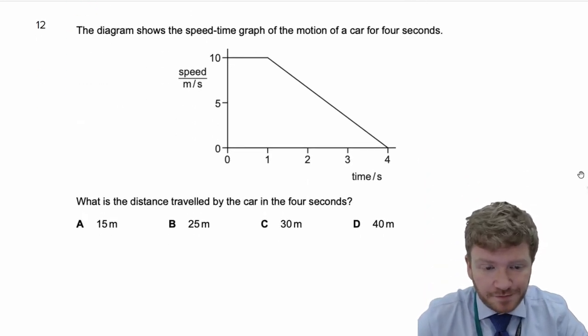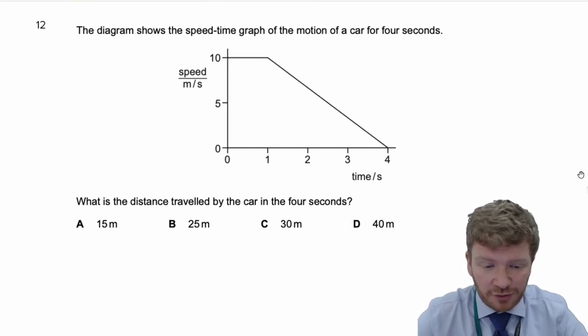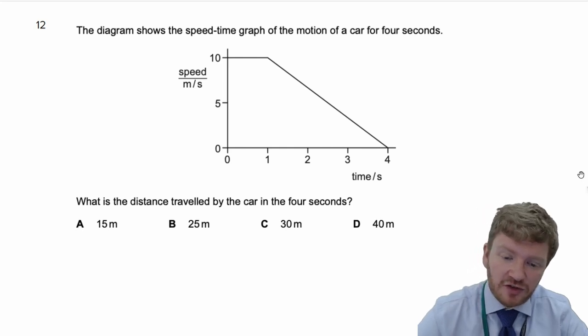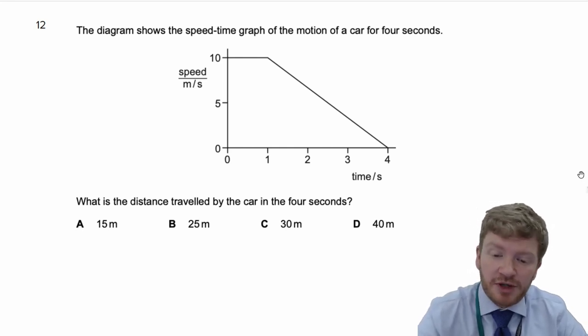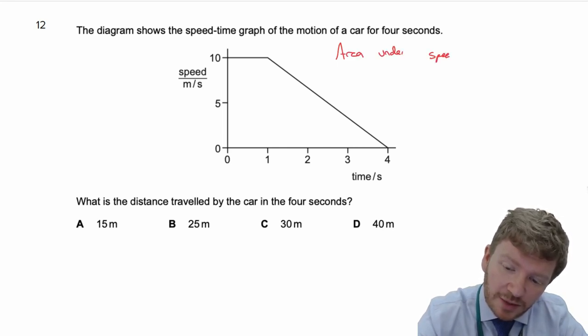Question 12. The diagram shows a speed time graph for the motion of a car in 4 seconds. What is the distance travelled in 4 seconds? What you need to remember is that the area under a speed time graph, or a velocity time graph, is the distance travelled.